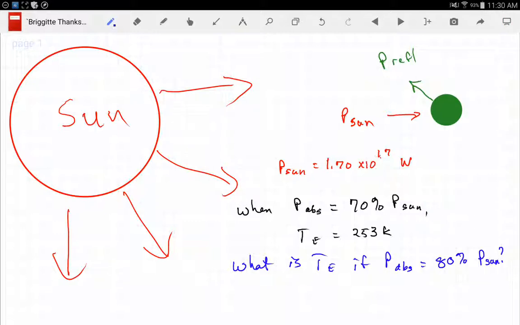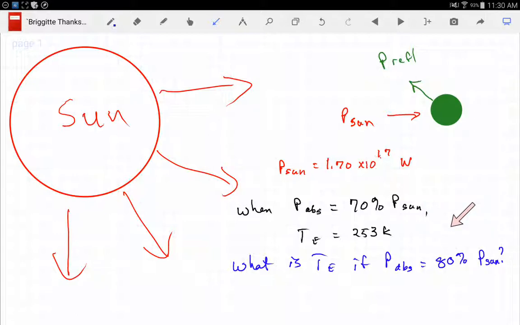So now, if we look at the situations, they said when the power absorbed is 70% of the power of the sun, then the Earth reaches a temperature which is at 253 kelvins. And that says, what would the temperature of the Earth be if the power absorbed was 10% higher?